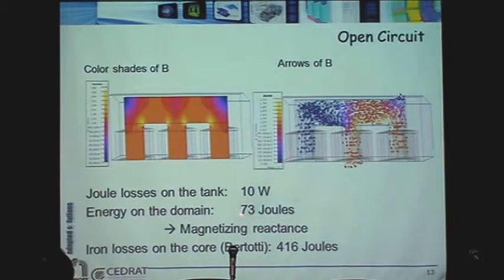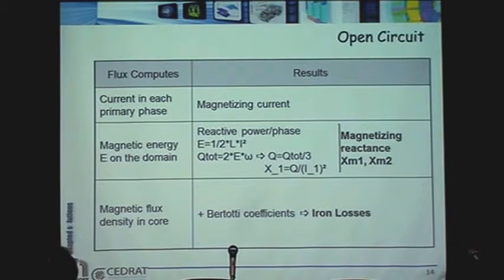The energy of the domain is going to give us the magnetizing reactance. The iron losses that we have in this case are 416 joules. Out of this magnetic energy, we're going to compute the magnetizing reactance for each side.